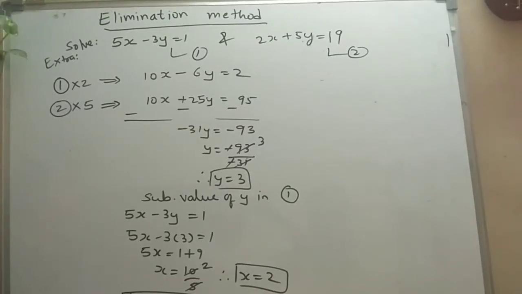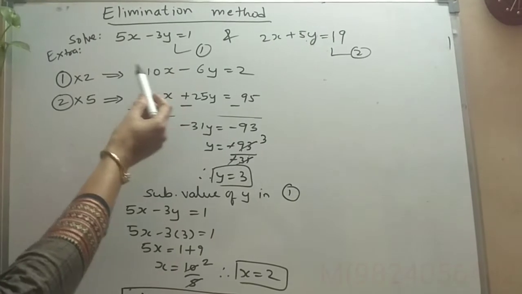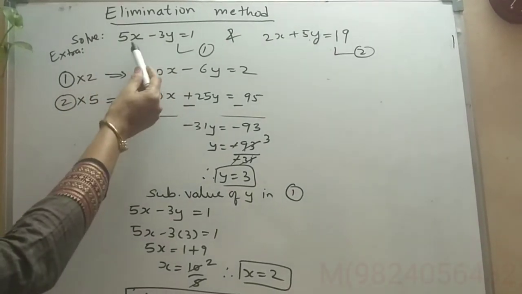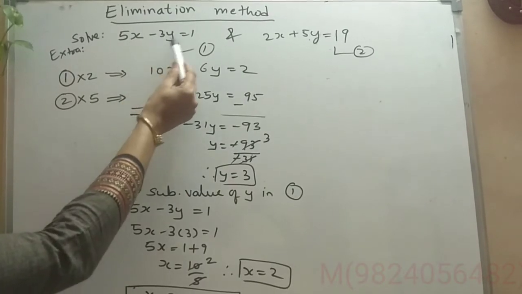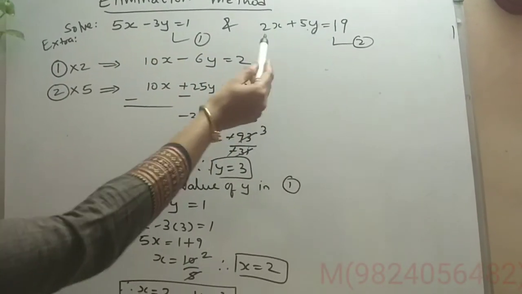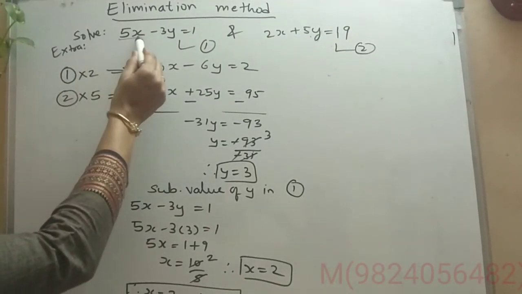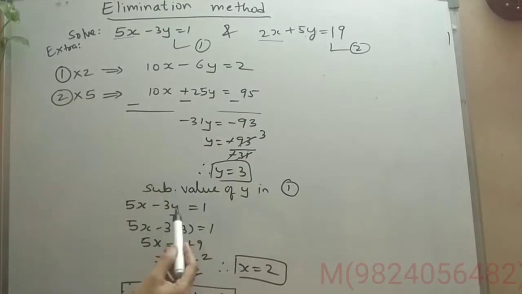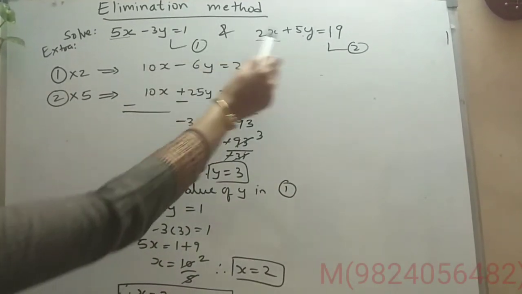Hello friends, we are proceeding further in elimination method only. Suppose a question is given to you, you have to solve these two equations: 5x minus 3y is equal to 1, 2x plus 5y is equal to 19. In the two equations, you can see the coefficients of the variable x are not the same. If you look at y, again the coefficients are not the same.